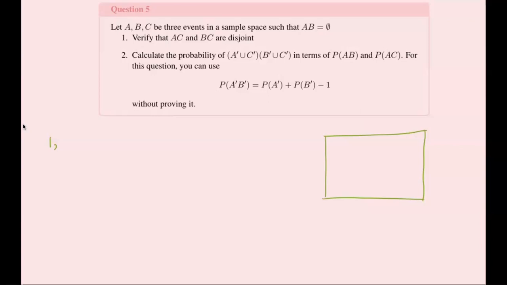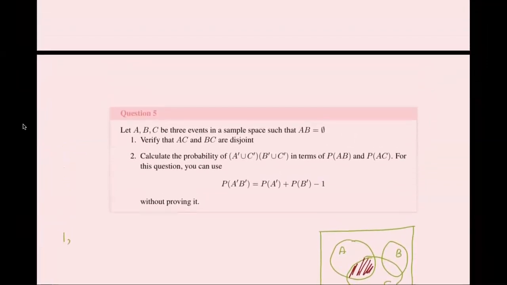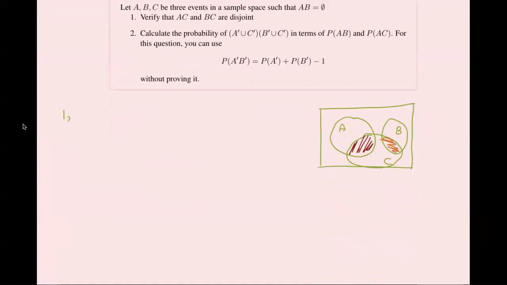So let's say we have 3 events, A, B, and C. And then we have A intersect B is an empty set, which means we know A and B are disjoint. And we want to show that AC and BC are also disjoint. Let's see, I have the set C. Then AC is this part, BC is this part, and they don't have any common element, right? Therefore, in the Venn diagram, they look disjoint.